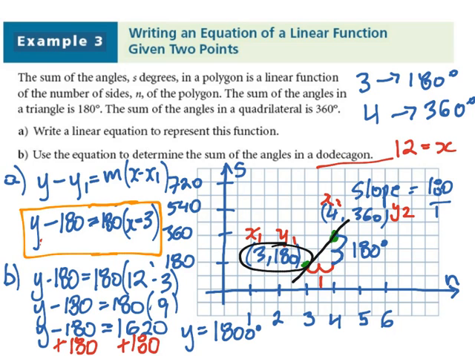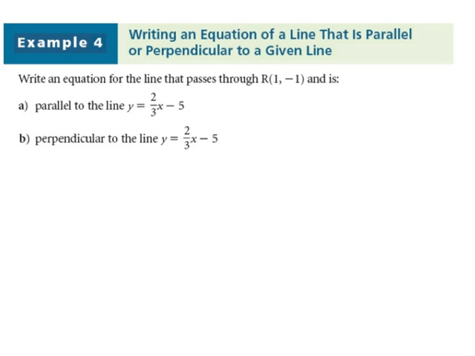And our last example. Write an equation for the line that passes through a specific point and that is parallel to a specific line, y equals 2 over 3 x minus 5. The word parallel means that the slopes have to be the same or equal. So the first thing, identify what the slope is. It's 2/3. It's always the number multiplied by the x. So the slopes have to be the same.